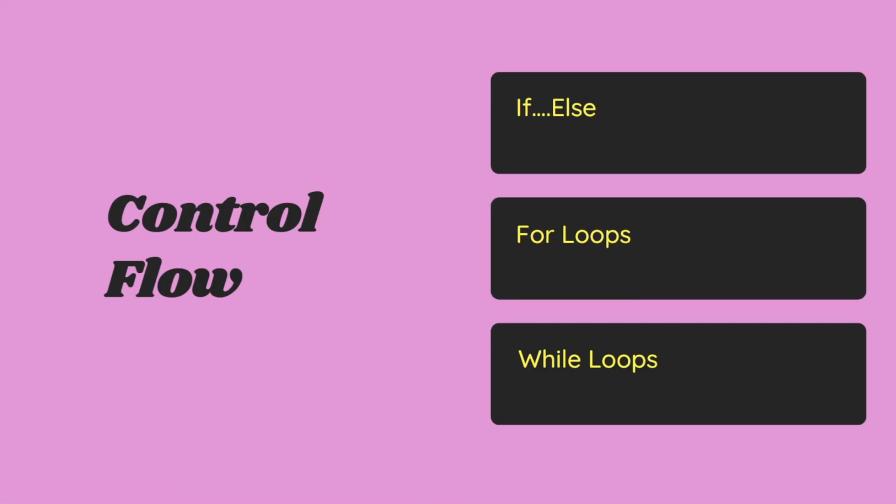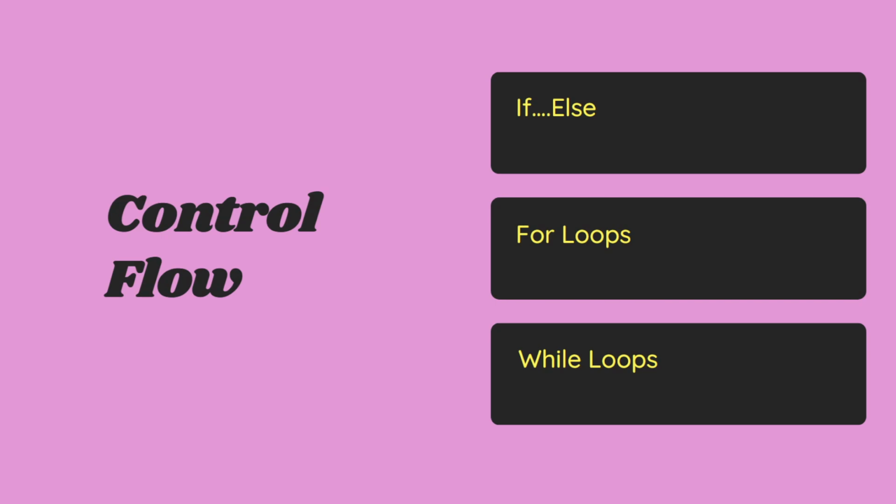So there are different control flows we have. One is if else. This is the conditional flow. It will help to change the flow of the program based on the conditions. We have the for loops and while loops. These are mainly used to perform repetitive tasks. So let's understand each one of them one by one.